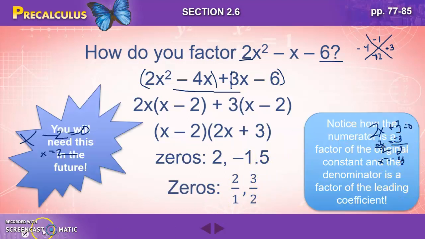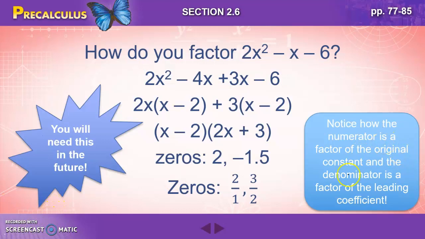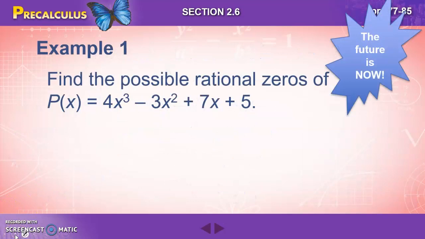Notice, and I wrote on the screen there, that the numerator in each of our zeros here is a factor of the original constant, negative 6, and the denominator is a factor of the leading coefficient here, 2 and 1. You will need to pay attention to that. That's going to come into play here in a little bit.